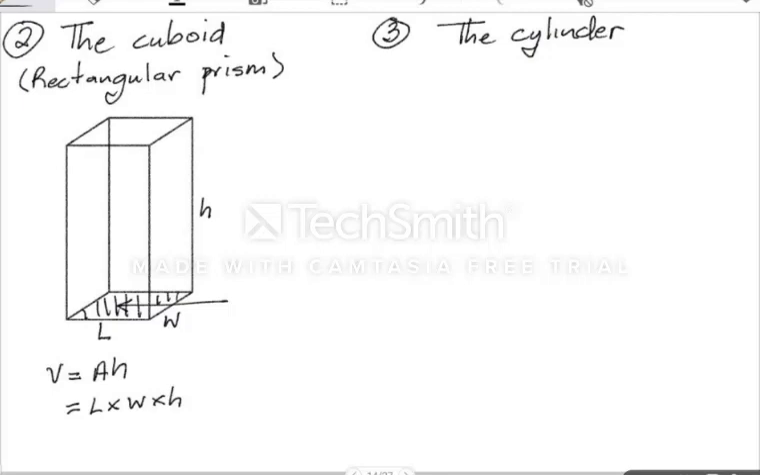So we can say that the cuboid is a solid shape with a uniform rectangular cross section. What do I mean by that? It means that the shape at the bottom is a rectangle, the shape at the top is a rectangle, and if I cut it in the middle, the shape that will be exposed will also be the same rectangle. Let's have a look at the cylinder. As I said, you need to be able to make sketches of these if necessary.